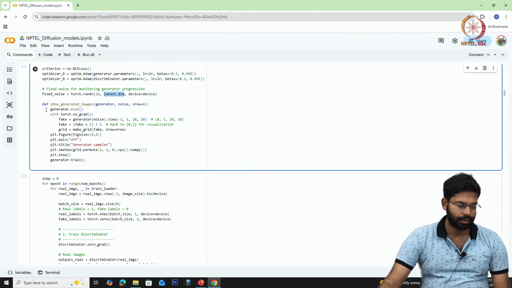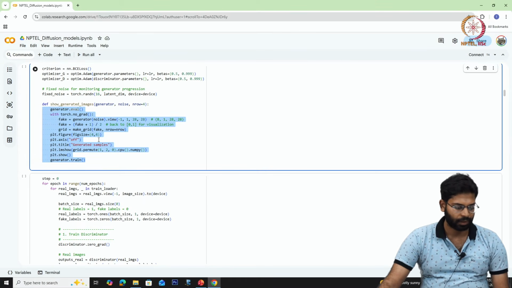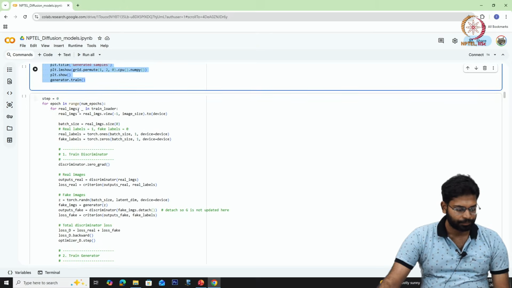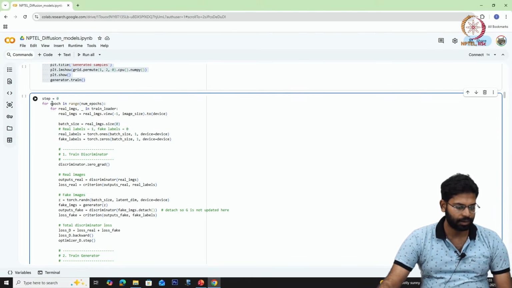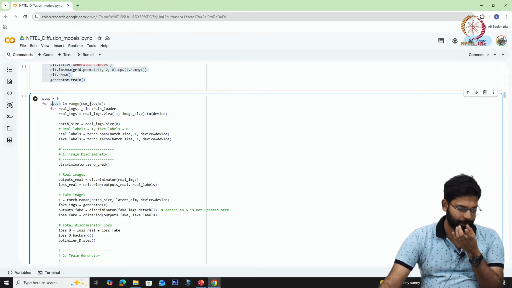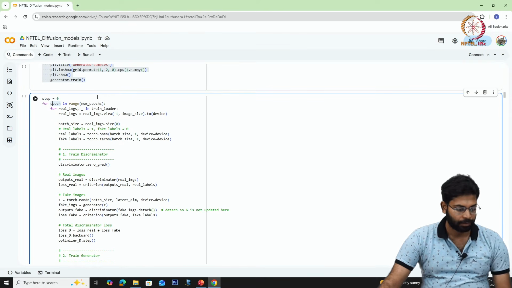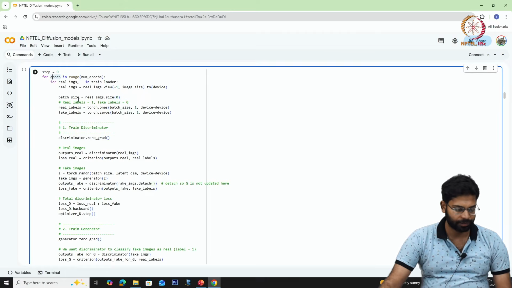Finally you create a utility function which essentially just shows the generated images. Now comes the training part. So you do multiple epochs, the number of epochs you need to iterate the training function, right.